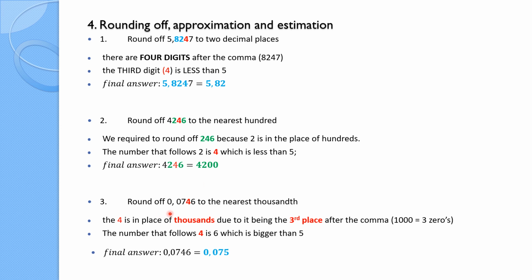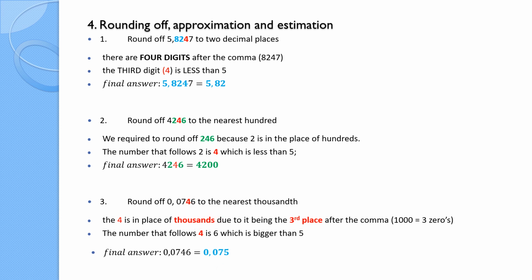Can also say round off 0.0746 to the nearest 1000th. The 4 is in the place of 1000ths, due to it being the third place after the comma. So there, 1, 2, 3, third value gives me 1000ths, meaning that would be 74 over 1000, 0.074. The number that follows 4 is 6, which is bigger than 5, so 0.0746 to the nearest 1000th would then become 0.075. Therefore, the 6 changes the 4 to 5.